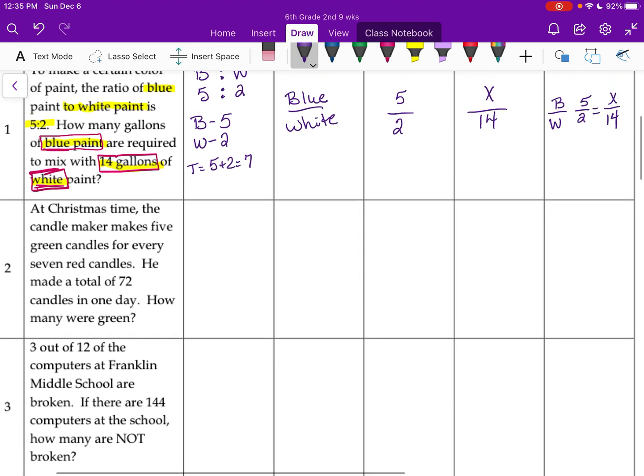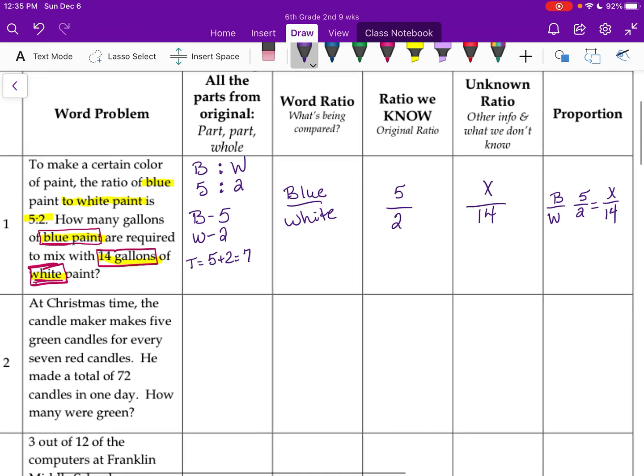Okay, so it says at Christmas time, the candle maker makes five green candles for every 7 red candles. He made a total of 72 candles in one day. How many were green? Okay, so he makes 5 green to 7 red. So 5 green for every 7 red. He made a total of 72 in one day, and we want to know how many are green.